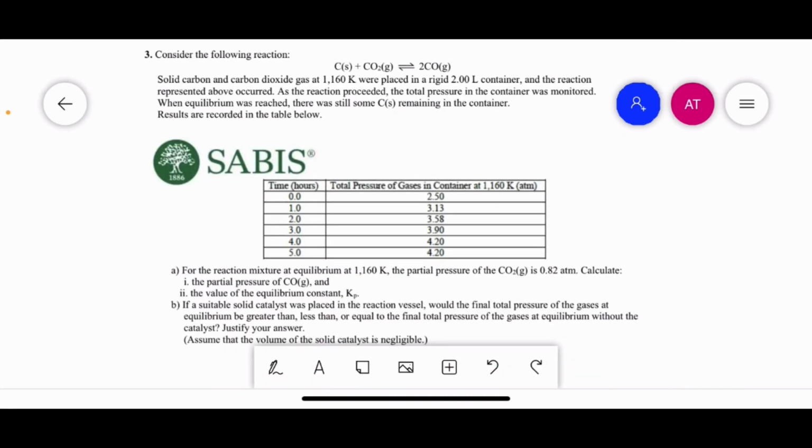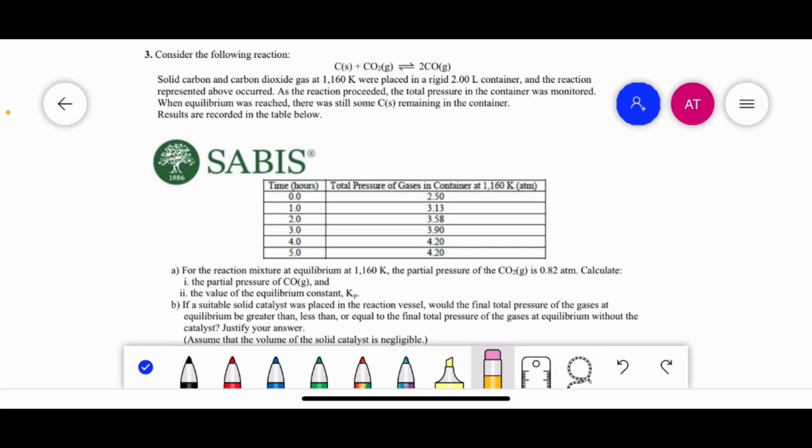I'll give you guys a bit to solve question number 3. Okay, so part A asks us to find the partial pressure of carbon monoxide. To find the partial pressure of carbon monoxide, we need to find the total pressure and subtract that by the partial pressure of carbon dioxide. Now we are given that the partial pressure of carbon dioxide is 0.82 atmospheres, but to determine the total pressure of all gases, we need to look at this table.